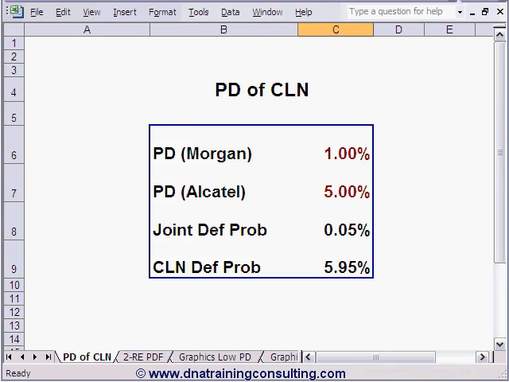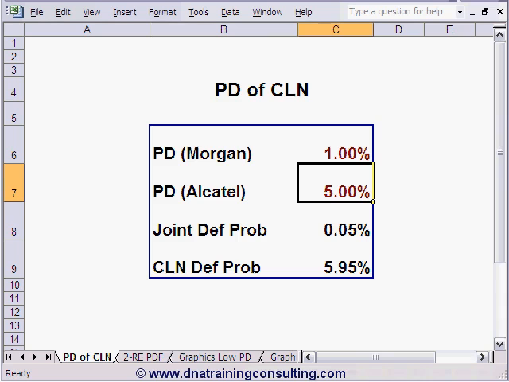On worksheet PD of CLN, if we assume that the 3-year default probabilities are 1% for Morgan and 5% for Alcatel, we see that their joint default probability is the very small number 0.05%, which makes the CLN default probability based on our earlier formula as much as 5.95%, confirming that the CLN on this basis is riskier than regular Alcatel debt and pushing in principle its coupon higher than Alcatel's unsecured paper, as we had stated initially.